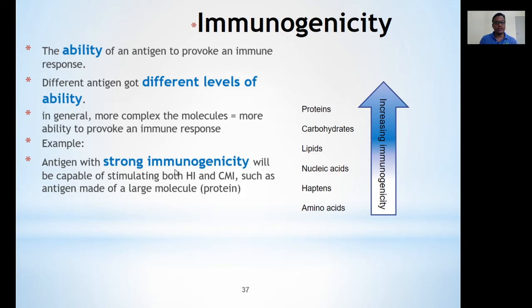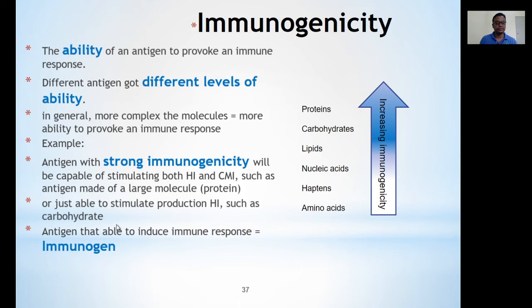Antigens with strong immunogenicity will be able to stimulate both the humoral immunity and the cell-mediated immunity, such as antigens made of large proteins, or are only able to stimulate production of antibodies, such as carbohydrates.